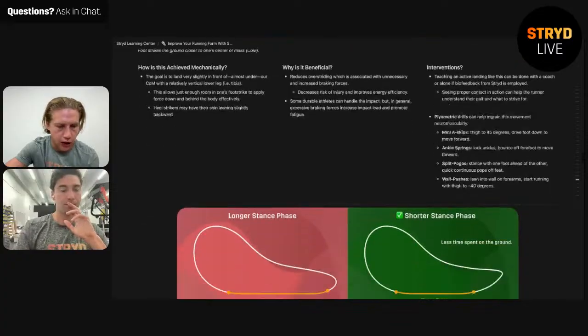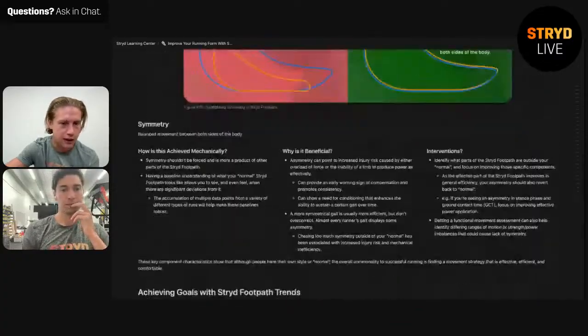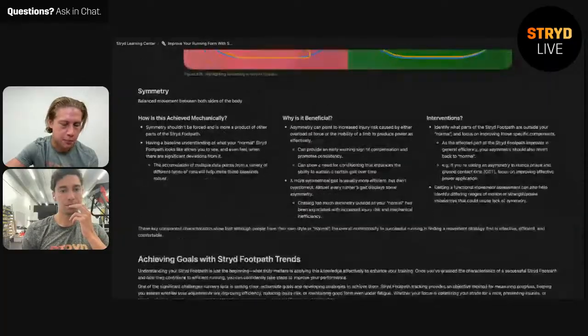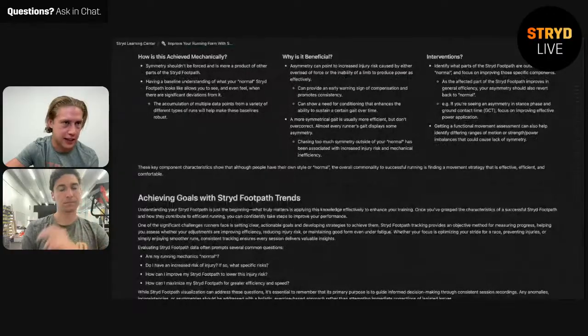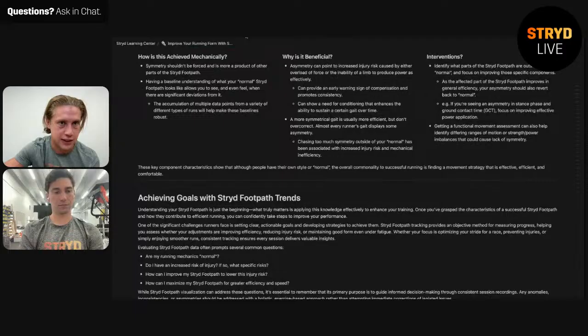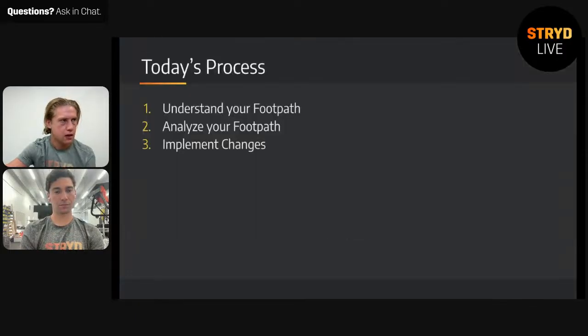Awesome. So I know we are going to cover some examples in depth, so I won't cover each of these, but now I do have a pretty good idea of how I'm going to use this article: understanding what my footpath looks like and understanding more successful characteristics here. So today's process, I want to go one level deeper. First, understanding the Stryd footpath, second, analyzing the footpath, and third, implementing changes here.